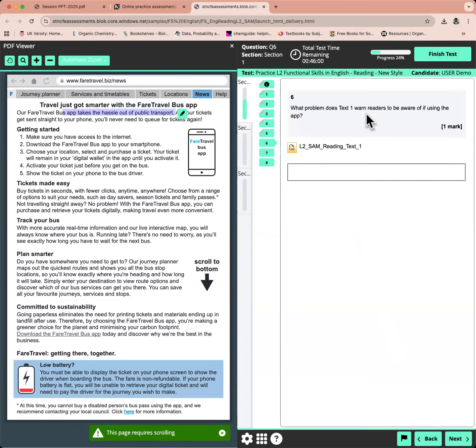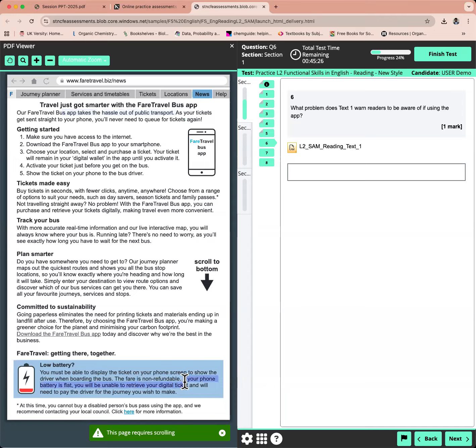Now, what does the text warn readers to be aware of when using the app? Here, as you can see, the box very clearly says that if your phone is running low on battery or is not switched on, there is no way you will be allowed to buy a digital ticket, or your digital ticket could not be confirmed, and hence you would need to pay for the ticket. So it warns travelers that you need to be able to display the ticket on your phone screen to show the driver when you're boarding the bus. This fare is non-refundable.